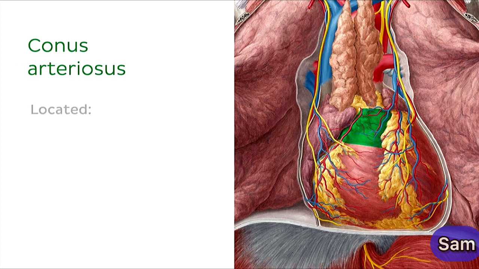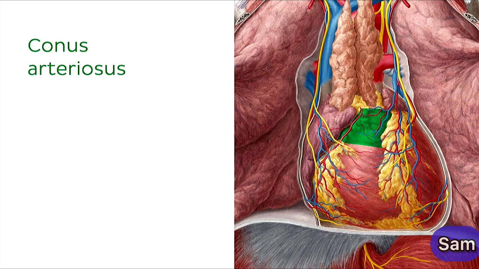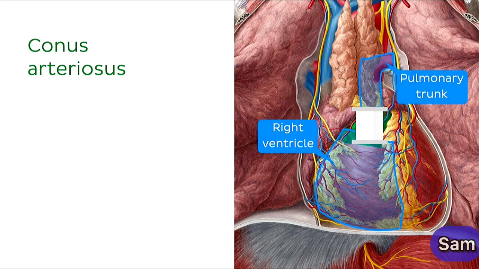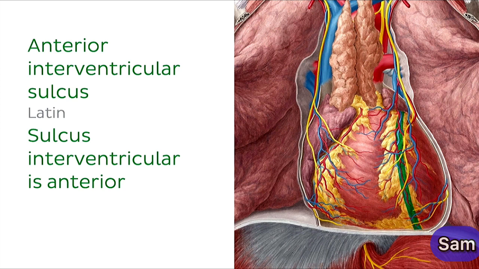And notice that it is at the uppermost part of the right ventricle and actually gives rise to the pulmonary trunk that we saw earlier. It might help to think of it as a small piece of plumbing that connects the right ventricle and the pulmonary trunk. Just to the left of the conus arteriosus, we have a shallow groove called the anterior interventricular sulcus.